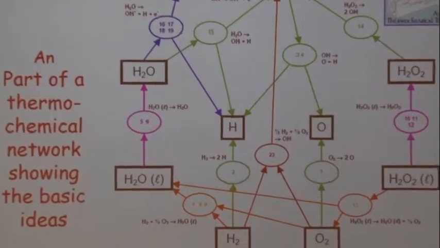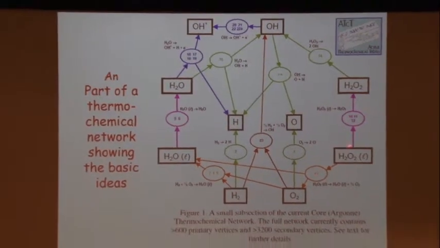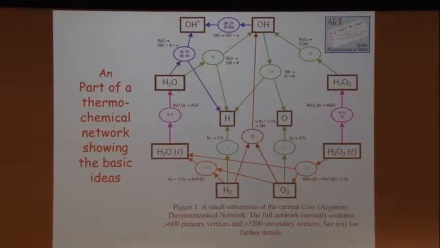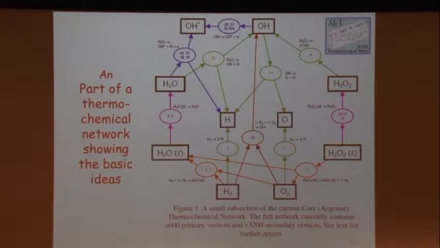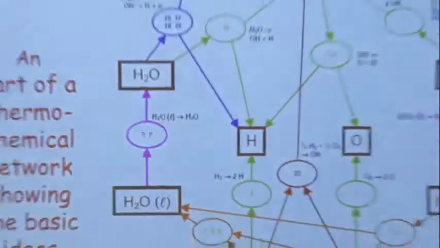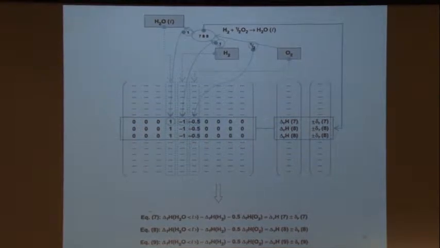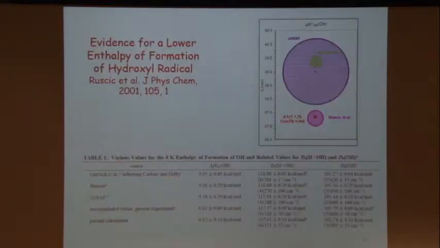So the current network at the time when this slide was made had 600 molecules and 3,200 secondary vertices, I think. So 3,200 different data that affect this calculation of the enthalpies of formation of the 600 molecules. So you can imagine this gets to be kind of complicated. So they wrote a computer program to keep track of it all, keep track of all the error bars and all the measurements, and to calculate everything for you. And this is just the hydrogen oxygen part. They actually have nitrogen and carbon and lots of stuff in there. Anyway, this is part of the math, how they keep track of all this.